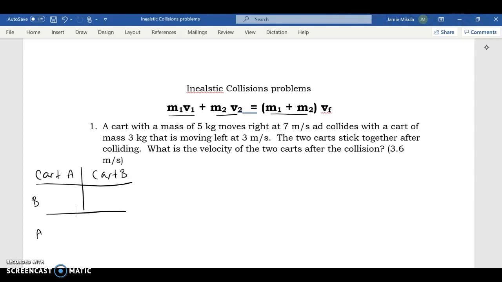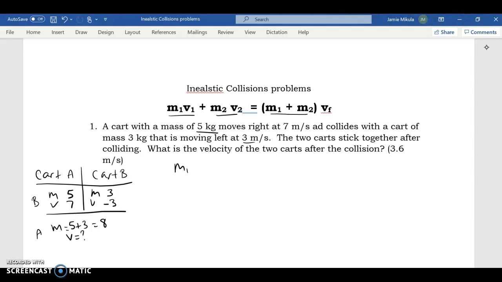So it says a cart of mass 5 kilograms moves to the right at 7, collides with a cart of mass 3 kilograms that's moving to the left, so -3 meters per second. Two carts stick together after they collide, so we're going to do 5 plus 3 for the mass after, so that will be 8. What is the velocity of the two carts after the collision? So we want to know the velocity.